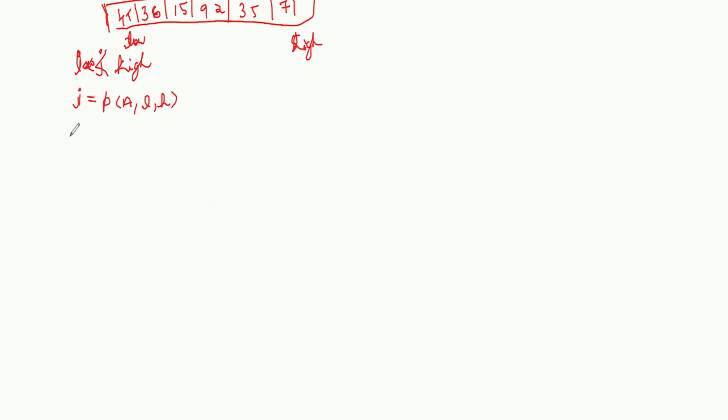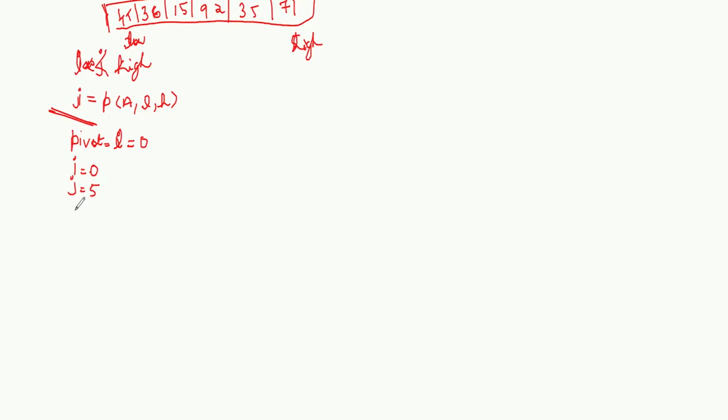In the partition function, initially I'm going to take pivot value equal to a of low, which is nothing but 0. i is also going to be equal to 0, and j is going to be the high value. Okay, so this is the condition. Now this is the partition function I'm tracking, remember. We are focusing more on the partition function, so that once we get the value, we will go back to the quicksort. All right.